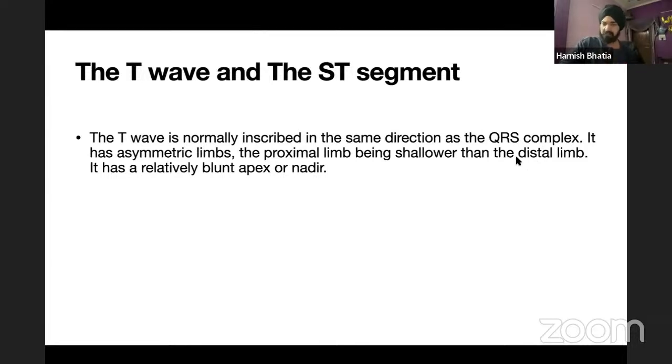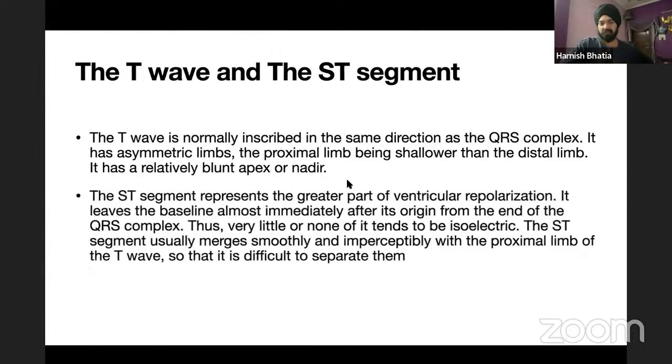Now the T wave and the ST segment, these are pretty simple. The T wave is normally inscribed in the same direction as the QRS complex. So in whichever lead the QRS complex is positive, the T wave will be positive. In whichever lead the QRS complex is negative, like aVR and V1, the T wave will also be negative. It has asymmetric limbs, the proximal limb being shallower and the distal limb deeper. Not much of a point, we'll see that when we see the ECG later. It has a relatively blunt apex or nadir.